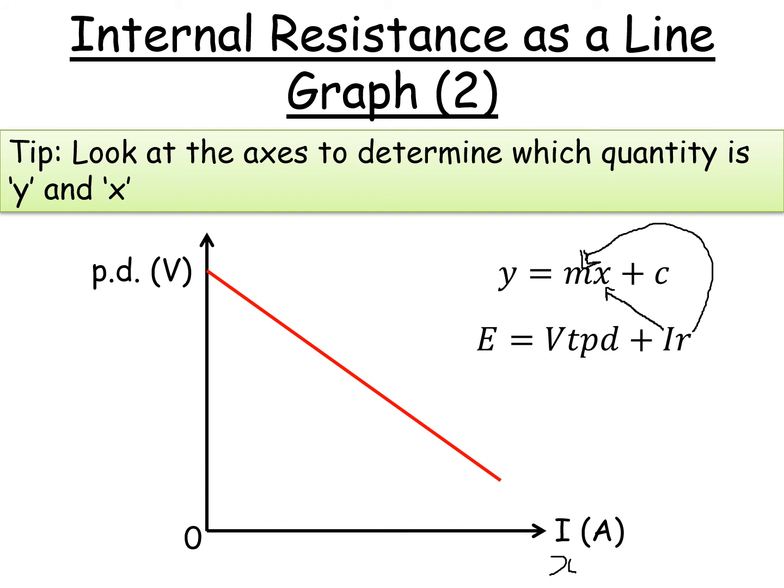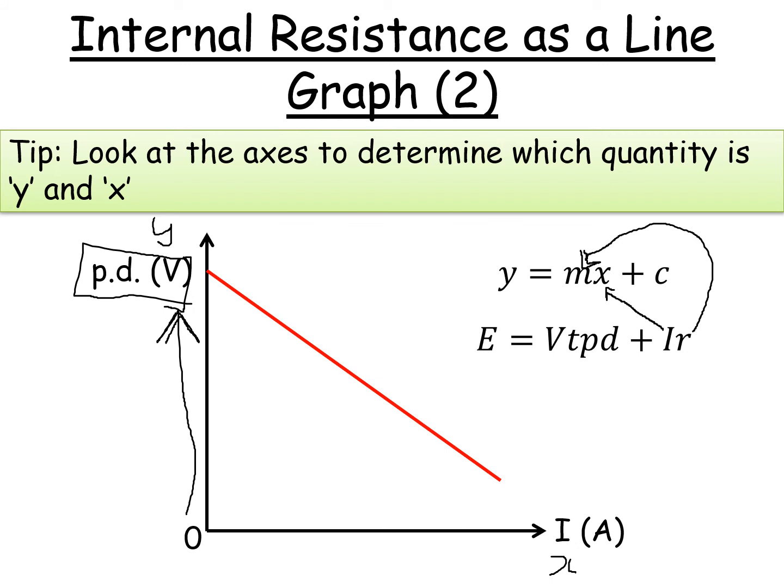Because if you think about it, EMF and VTPD both have the same units. So how do we match them up? Well, the tip still works. We'll look at the Y-axis, and we see the Y-axis is a potential difference, a voltage. So how do we match that up? Well, the one thing to remember about the Y-axis is, what can you say about the voltage along it?